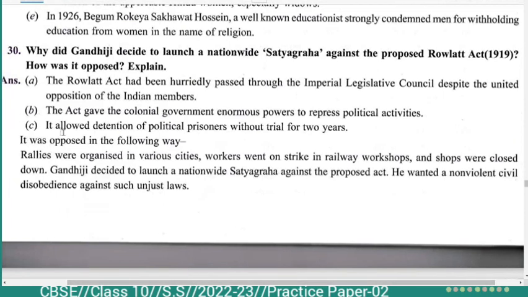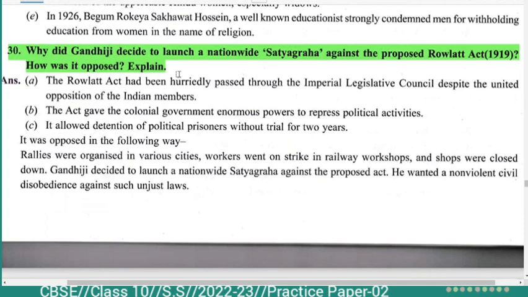Now, question number 30. Why did Gandhiji decide to launch a nationwide satyagraha against the proposed Rowlatt Act 1919? How was it opposed? Explain. Answer. The Rowlatt Act had been hurriedly passed through the Imperial Legislative Council despite the united opposition of the Indian members. The Act gave the colonial government enormous power to repress political activities. It allowed detention of political prisoners without trial for 2 years.